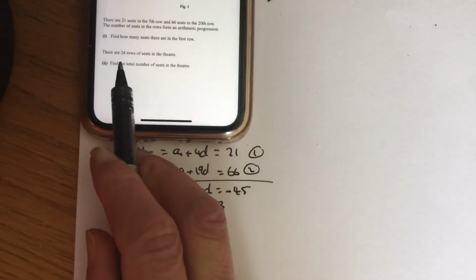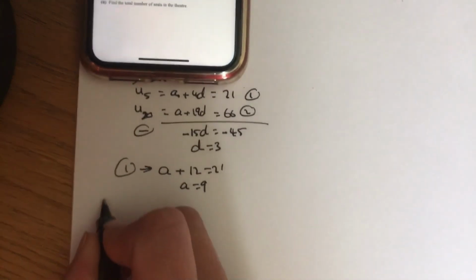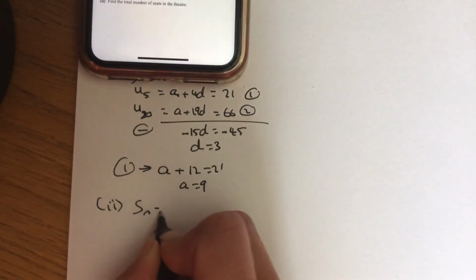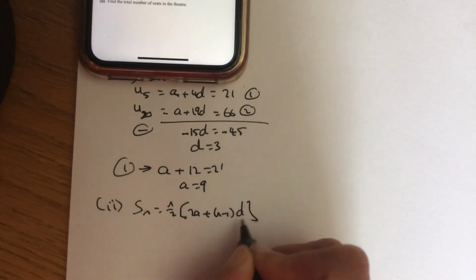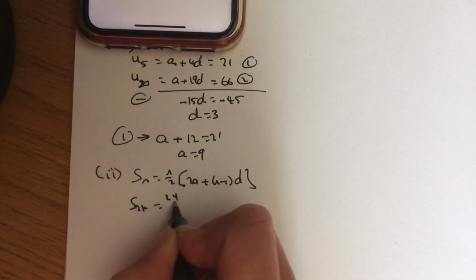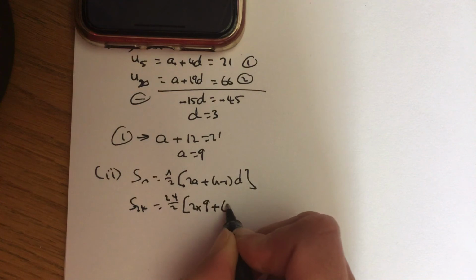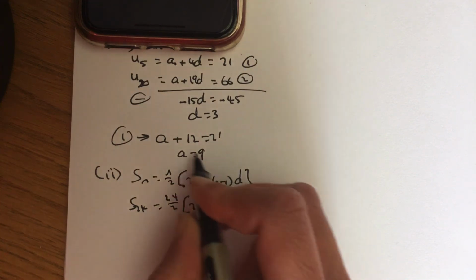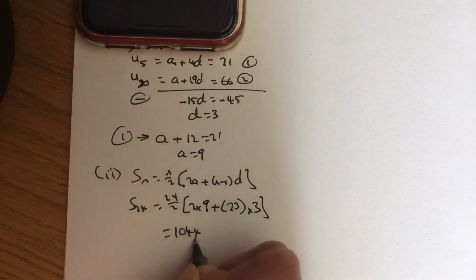Part 2. There are 24 rows in the theatre. Find the total number of seats. So for part 2, Sn is n over 2, 2a plus n minus 1 d. And you're told there are 24 rows. So 24 over 2, 2 times a, plus 24 minus 1, times d, which is 3. Plugging that into your calculator, 1044.